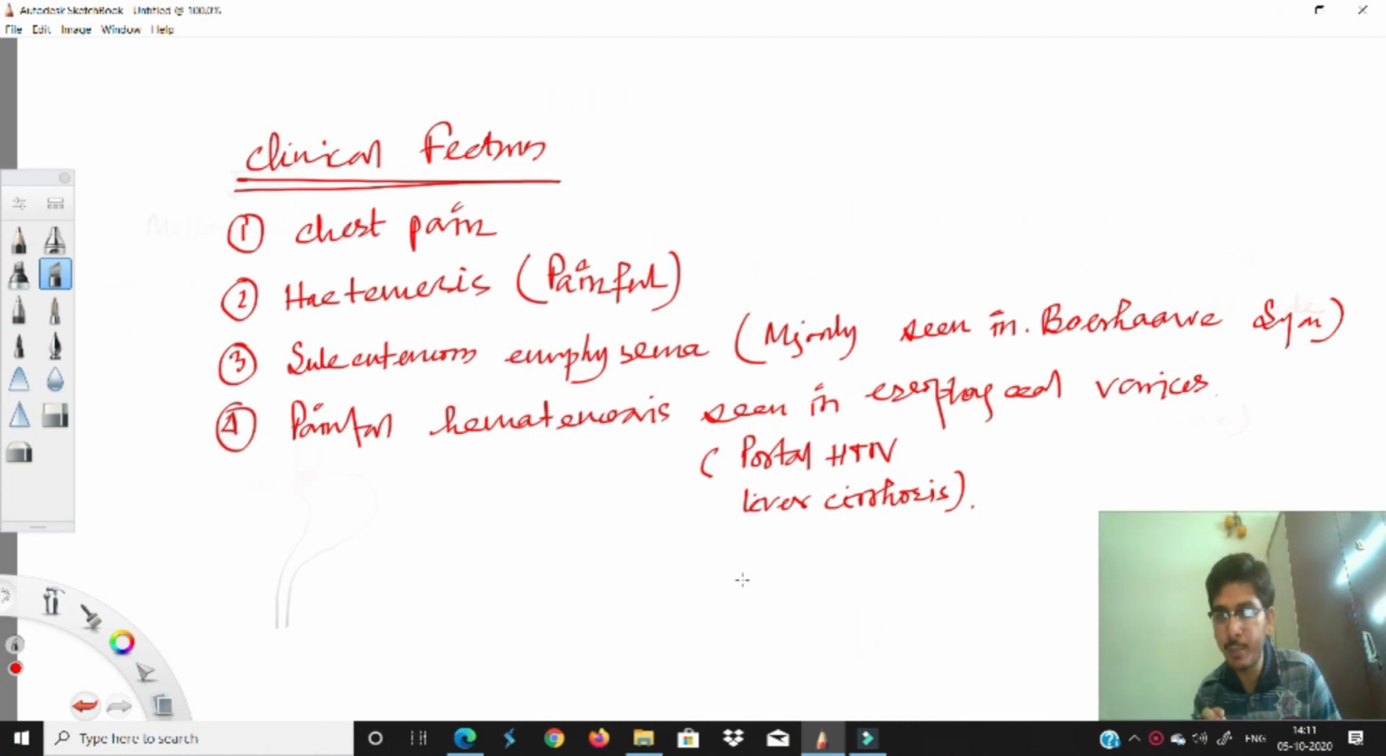Hematemesis means blood with vomiting, or vomitus. Subcutaneous emphysema is majorly seen in case of Boerhaave syndrome, and painful hematemesis is seen in case of esophageal varices, associated with the causative factors, that is portal hypertension and liver cirrhosis.